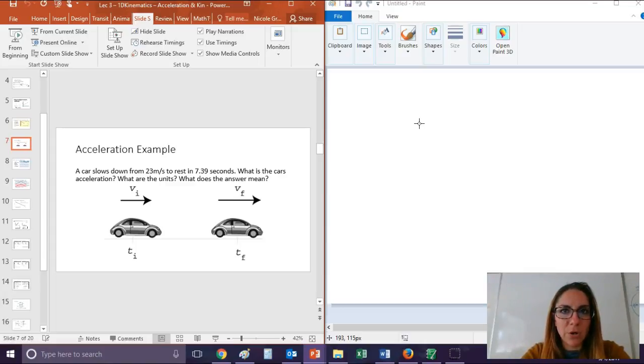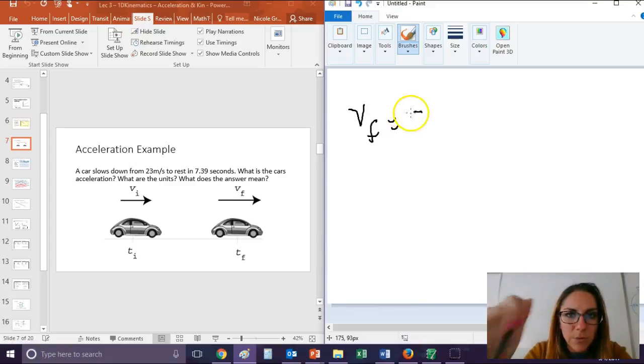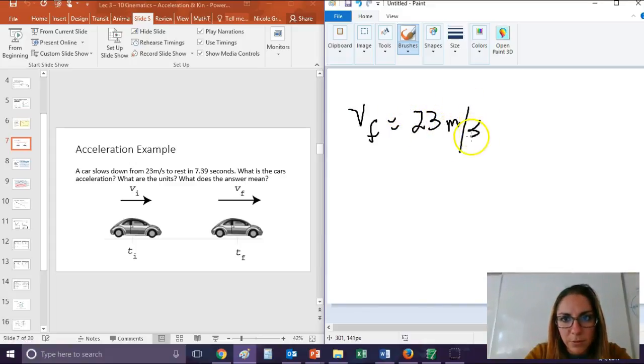We have a car that slows down from 23 meters per second to rest in 7.39 seconds. What I'd like to do first is write out our variables here. A car slows down from this to that. So from indicates that's a final velocity. So V final is going to be 23 meters per second. That's my final velocity because I'm going from that. I'm sorry. Ooh, big mistake.